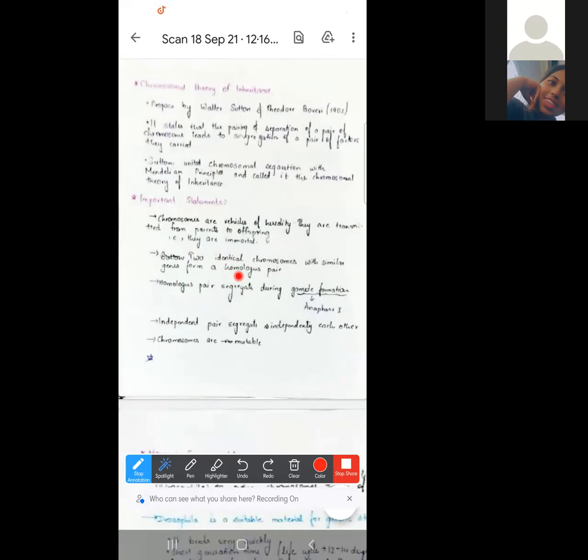Two identical chromosomes with similar genes form a homologous pair. Homologous pair segregates during gamete formation at anaphase 1 of meiosis 1. Independent pairs segregate independently of each other. Chromosomes are mutable. Genes are present on the chromosome, hence show similar behavior.